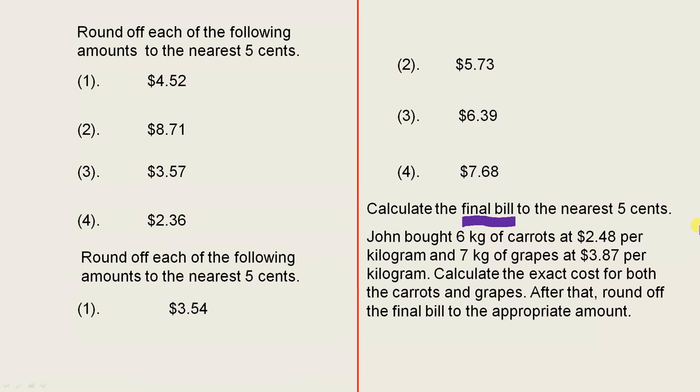John bought 6 kilograms of carrots at $2.48 per kilogram and 7 kilograms of grapes at $3.87 per kilogram. Calculate the exact cost for both the carrots and grapes. After that, round off the final bill to the appropriate amount. So we have to find the exact cost for the carrots and the grapes. After we do that, we add up those individual amounts to get the final bill, and then we do the rounding off right at the end, and that's the amount we pay at the checkout.